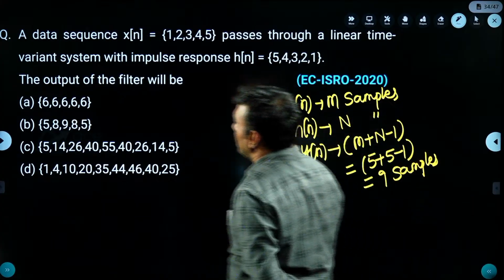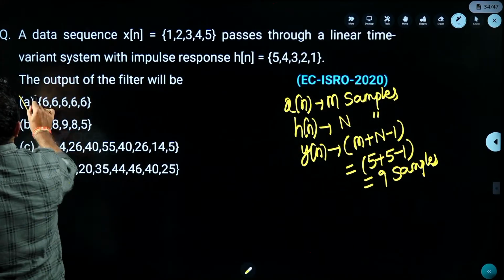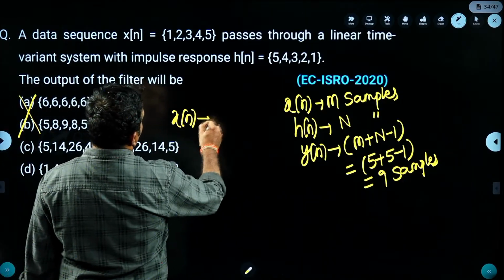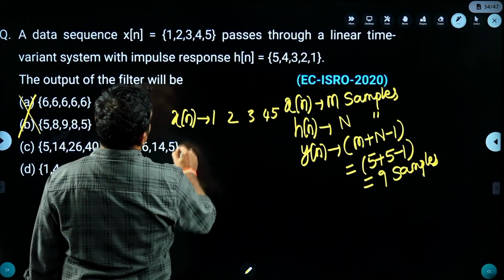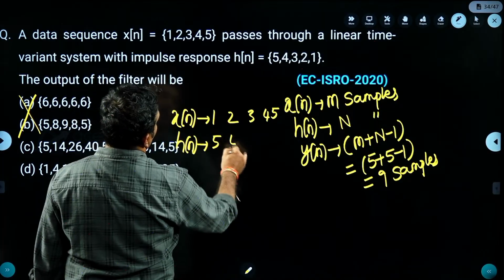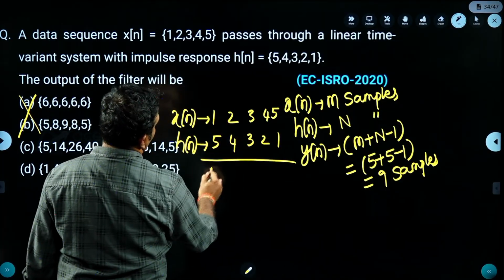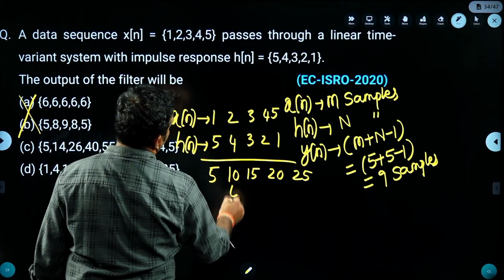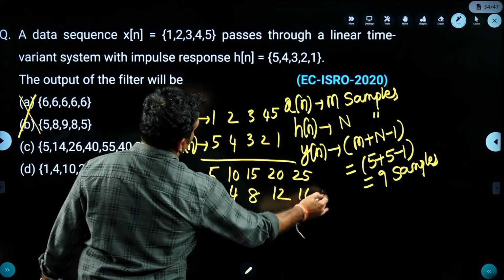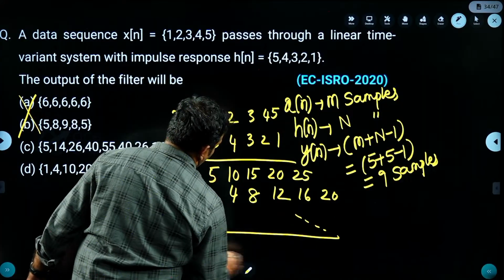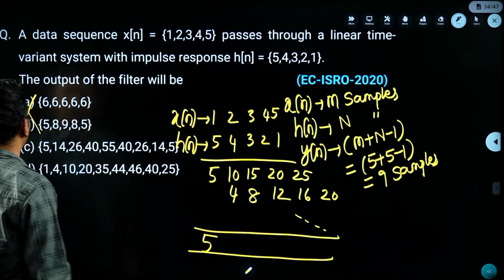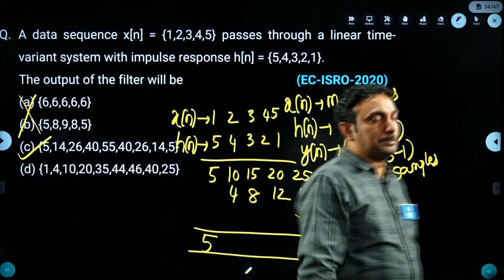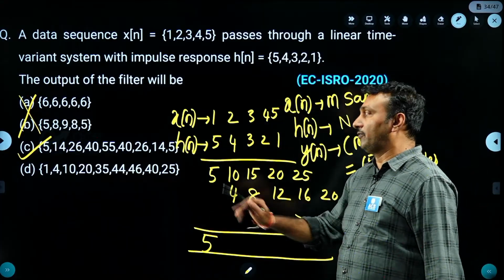Input is given for 5, system is given for 5, so A and B can be eliminated. Choice is between C and D. When you do that convolution, let us verify the first sample by using sum by column method. If you multiply, 5, 10, 15, 20, 25, next 4 multiplication means 4, 8, 12, 16, 20, like that the process will go on. Our first value is 5. So out of C and D, blindly which is the correct answer? Option C. Starting sample amplitude must be 5.